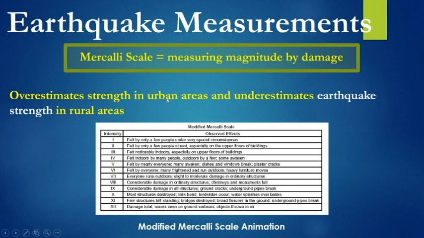Whereas if a really small earthquake happens in a city with some buildings, those buildings might fall down and people might say, oh my God, this earthquake was so powerful. Meanwhile, it wasn't powerful, just the buildings were weak. So the problem with the Mercalli scale is that it overestimates the strength of earthquakes in urban areas because there's just literally more to break. And it underestimates the earthquake strength in rural places where there's nothing to break.